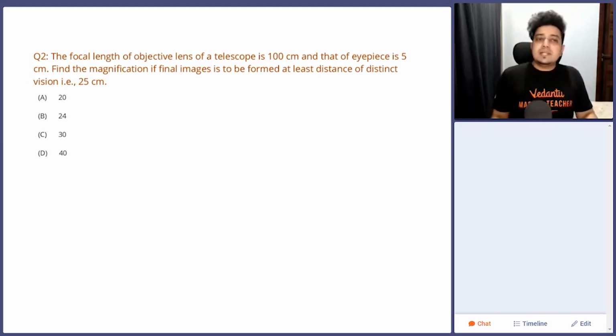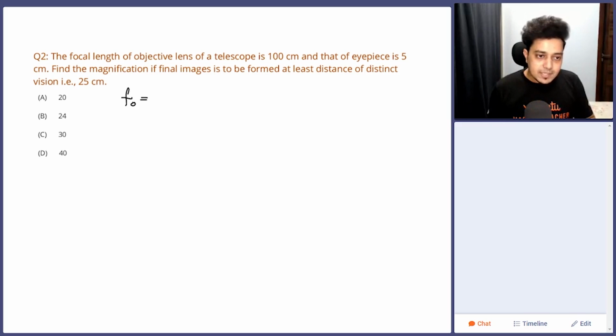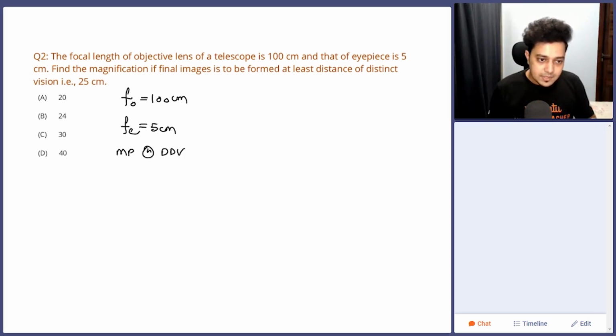Focal length of the objective lens of a telescope is 100 centimeter. That of the eyepiece is 5 centimeter. So the focal length of the telescope objective FO is given to you. The eyepiece FE is also given to you, 5 centimeter. And we need the magnification if the final image is to be formed at the least distance of distinct vision. So we have to find the magnification, which is called the magnifying power at the distance of distinct vision, which is 25 centimeters standard value.